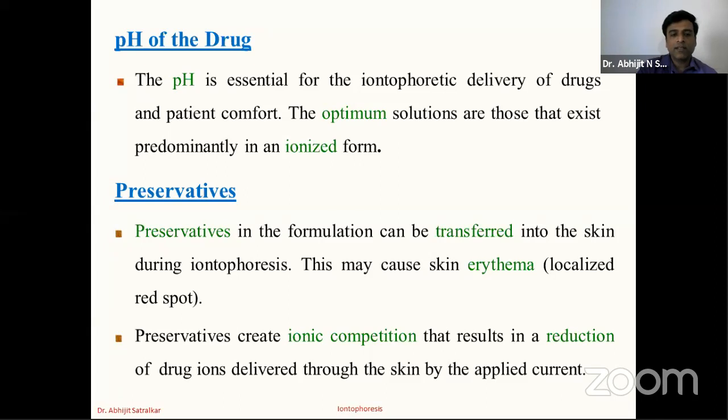Preservatives in the formulation can be transferred into the skin during iontophoresis.